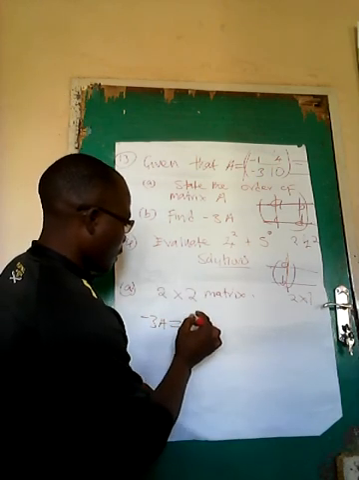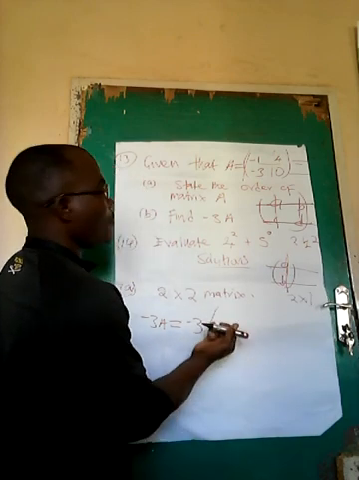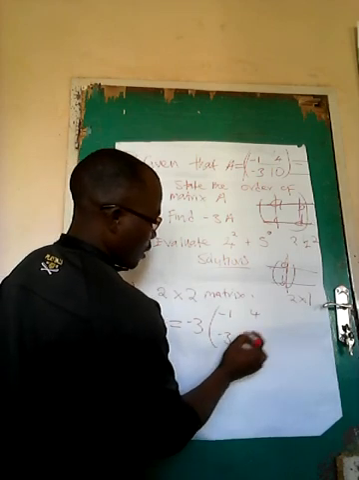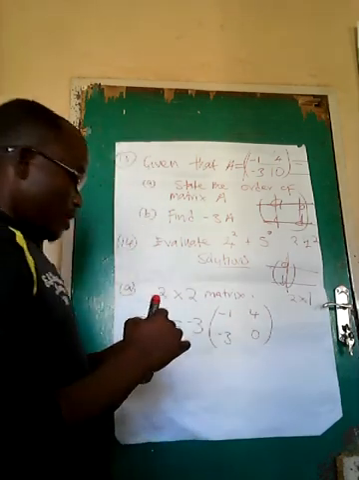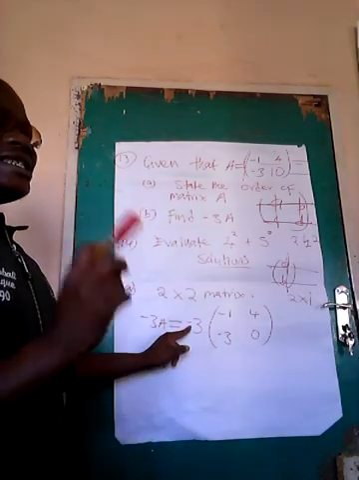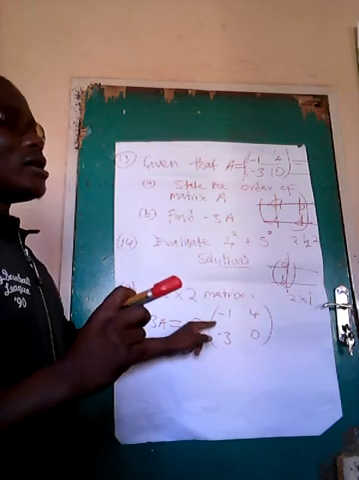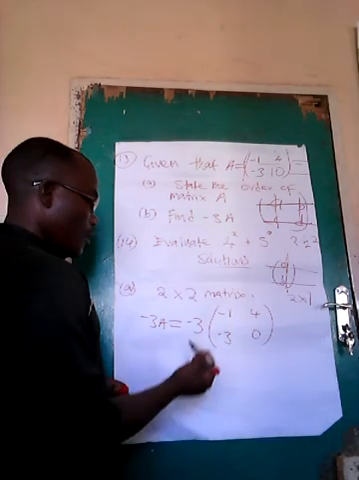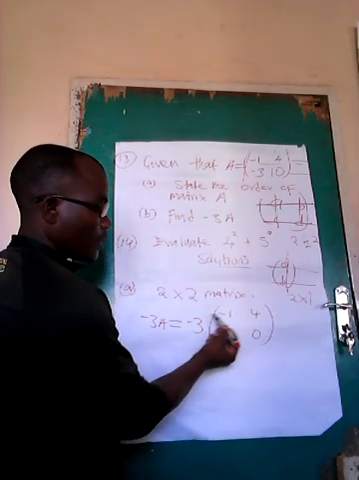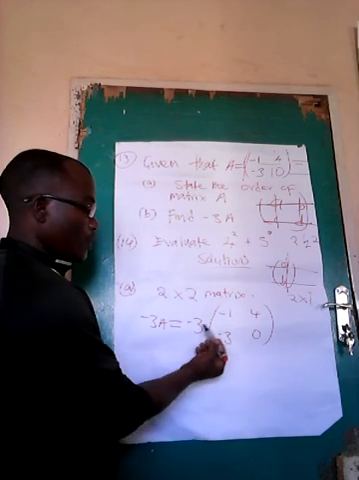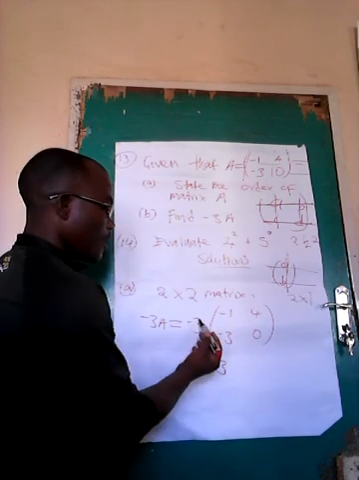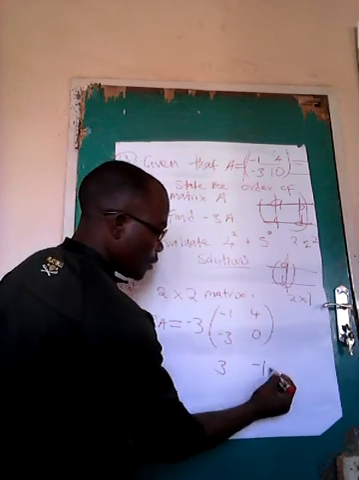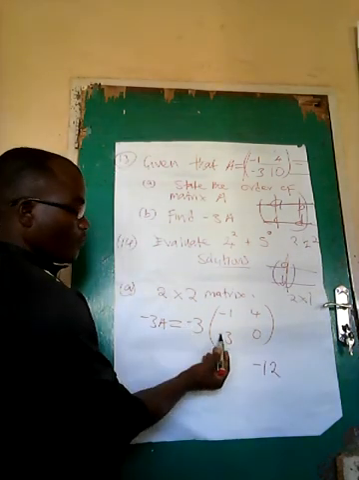-3A is the same as -3 multiplied by matrix A, which is -1 there, 4 there, -3 there, and 0 there. So this means multiply this scalar to each digit inside the matrix to have the scalar multiple of matrix A. Negative times negative, these two negatives will give you positive. So 3 times 1 is 3. Negative times positive is negative. 3 times 4 is 12.